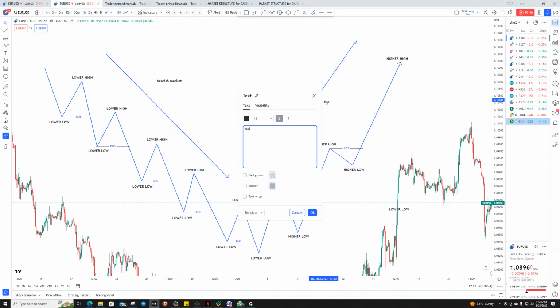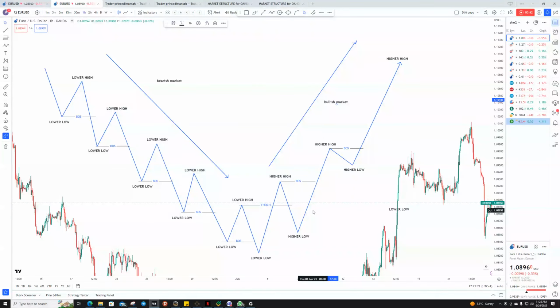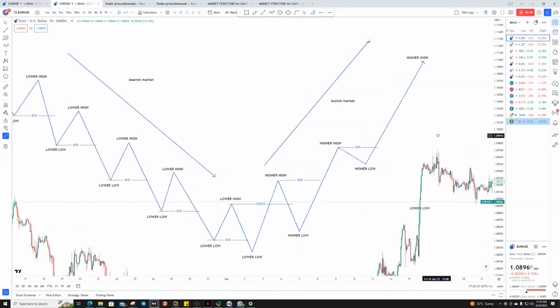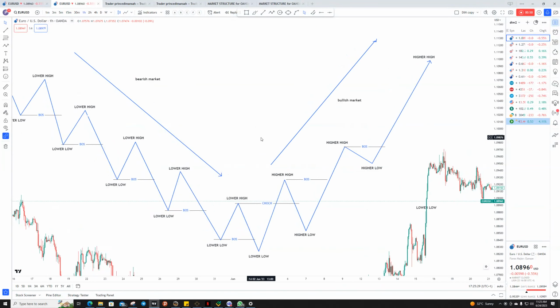And then when it's going up, it is called a bullish market. The words again: bearish market when the market is going down, and bullish market when the market is going up. You understand? Okay, that's the name we call it. So this is a bullish market.